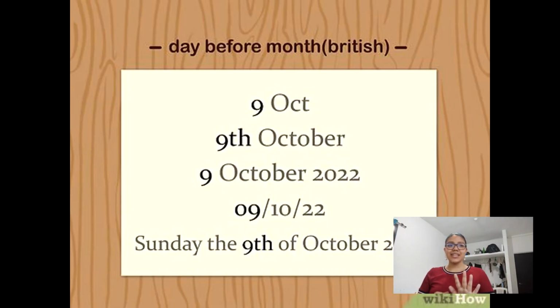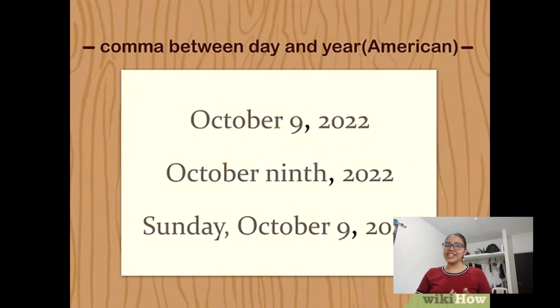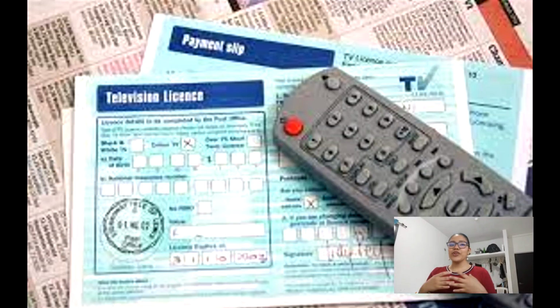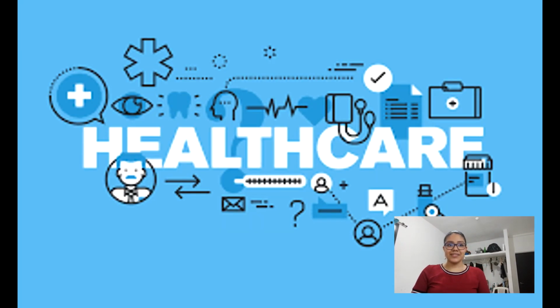Number 5. The date in Britain is written the opposite way around. Day, month, and year. When in America it is written year, month, and day. 6. If you watch TV in Britain, you must pay a monthly bill for your TV. It's called a TV license, a bill that doesn't exist in America. 7. The last thing is that health care is totally free in Britain.